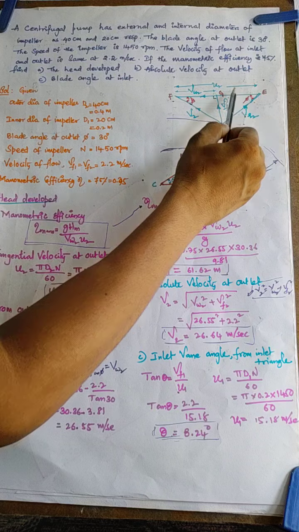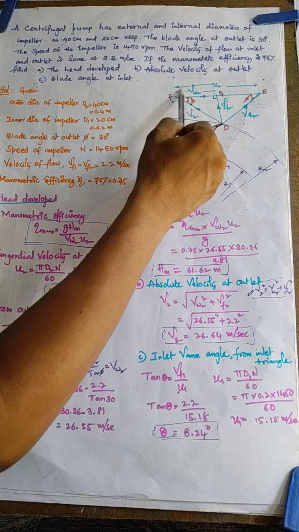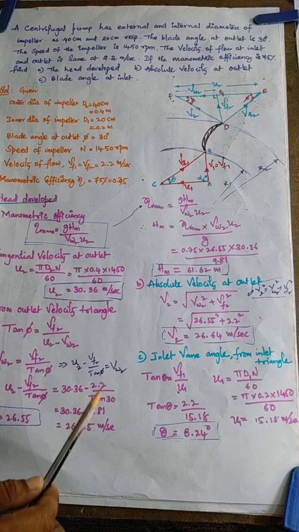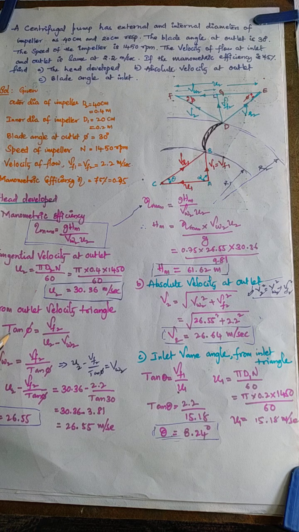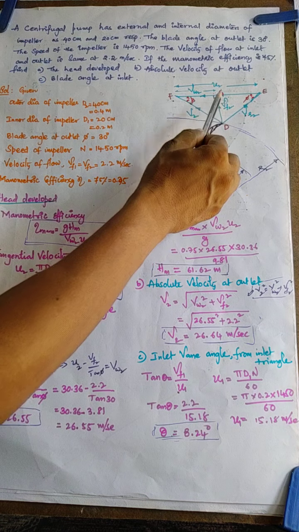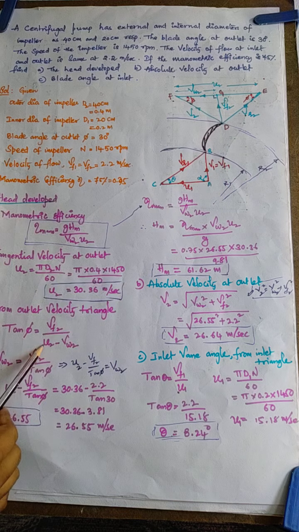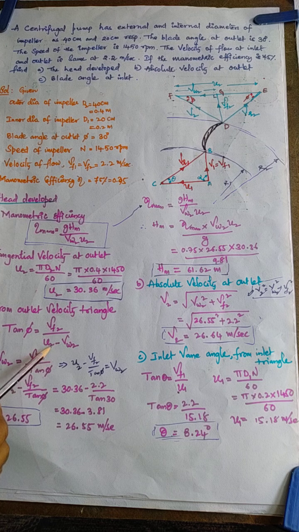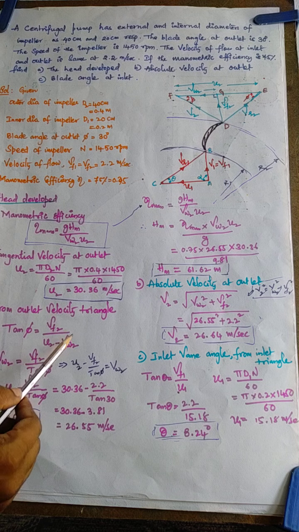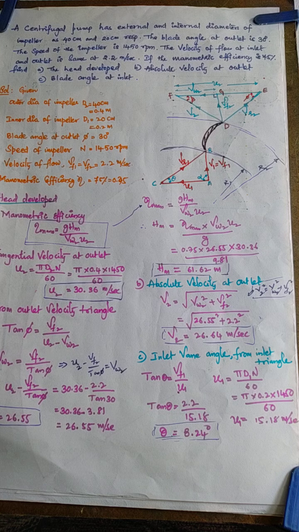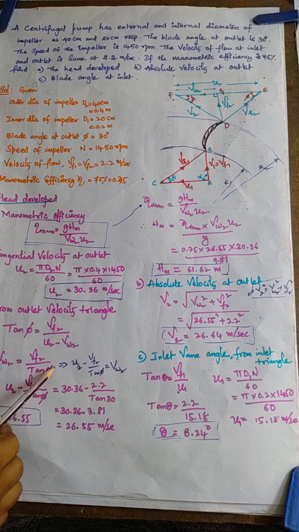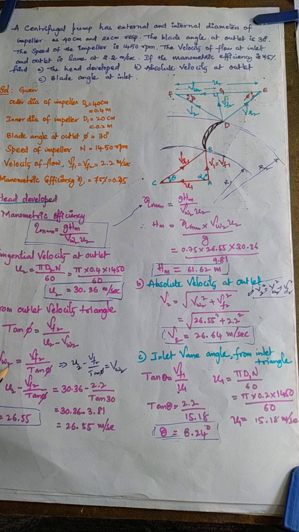This value is the difference of u2 minus Vw2. So taking that combination, tan phi equal to Vf2 by (u2 minus Vw2). Take this parameter to this side and this one to that side. You will get u2 minus Vw2 equal to Vf2 by tan phi. And then from this once again separate the Vw2 value.